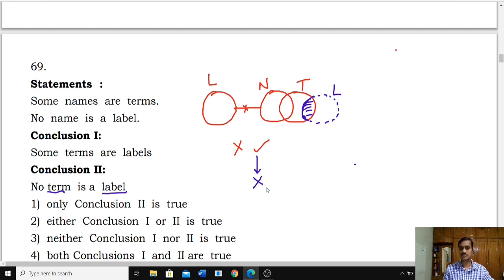After making the previous negative conclusion false, then we need to check the conclusion that was false in the basic diagram, the affirmative conclusion, whether that has become true in the alternate diagram or not.